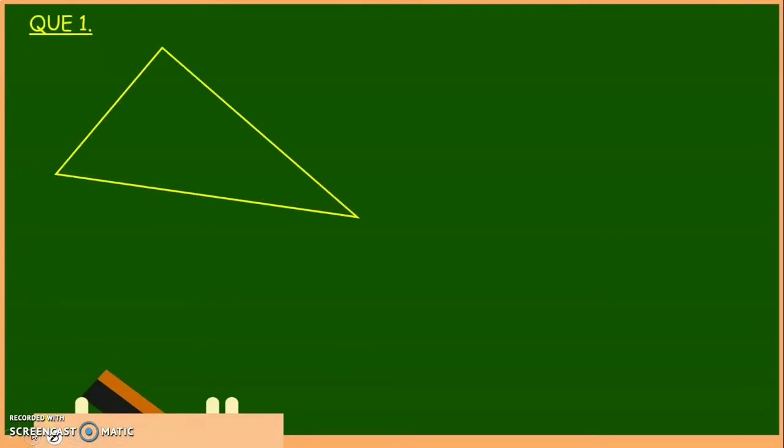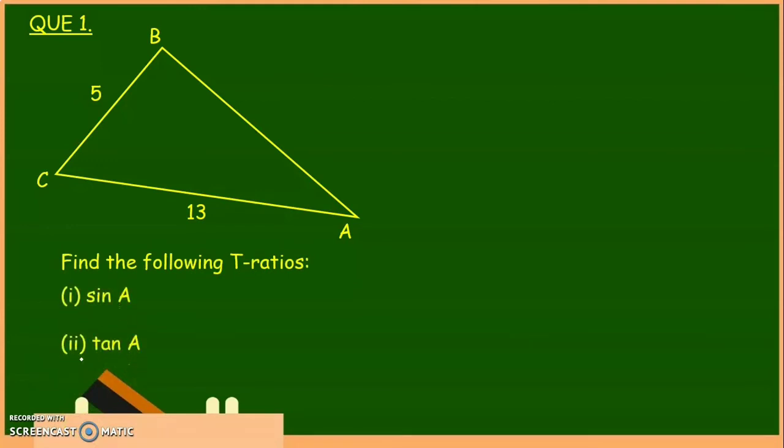Here a right angle triangle ABC is given, and this triangle is right angled at angle B. It means this AC is the hypotenuse for this triangle. Now here the side BC is given as 5 and side AC is given as 13. And we have to find the following trigonometric ratios: first sin A, tan A, cos C and cosec C.